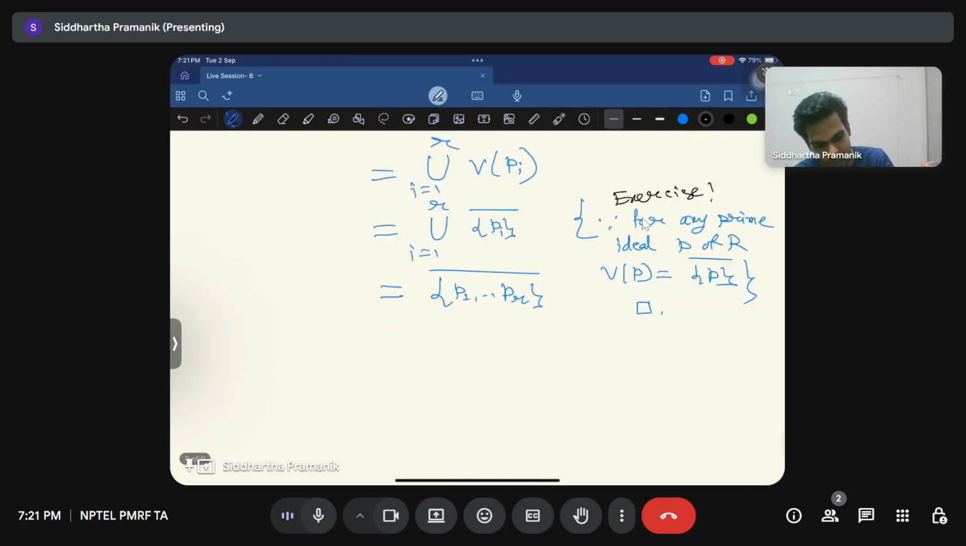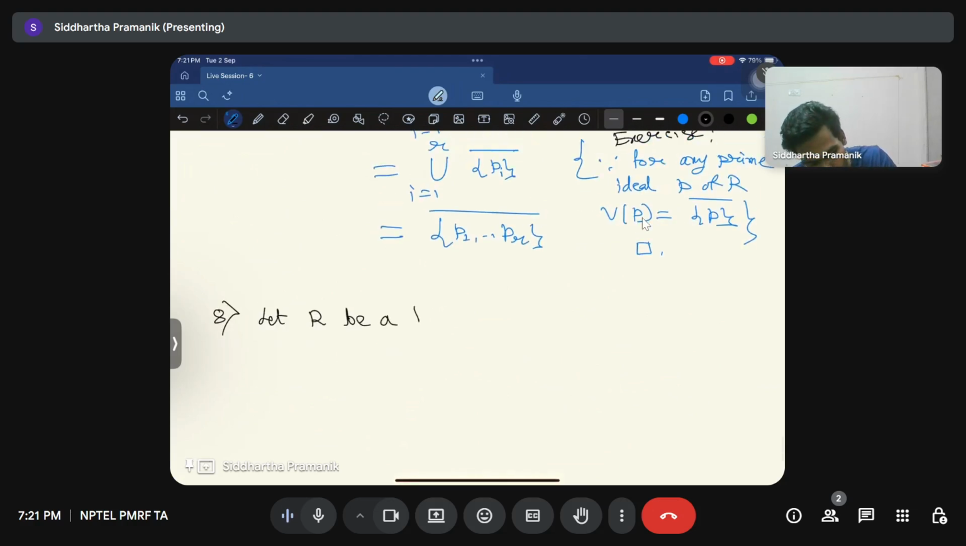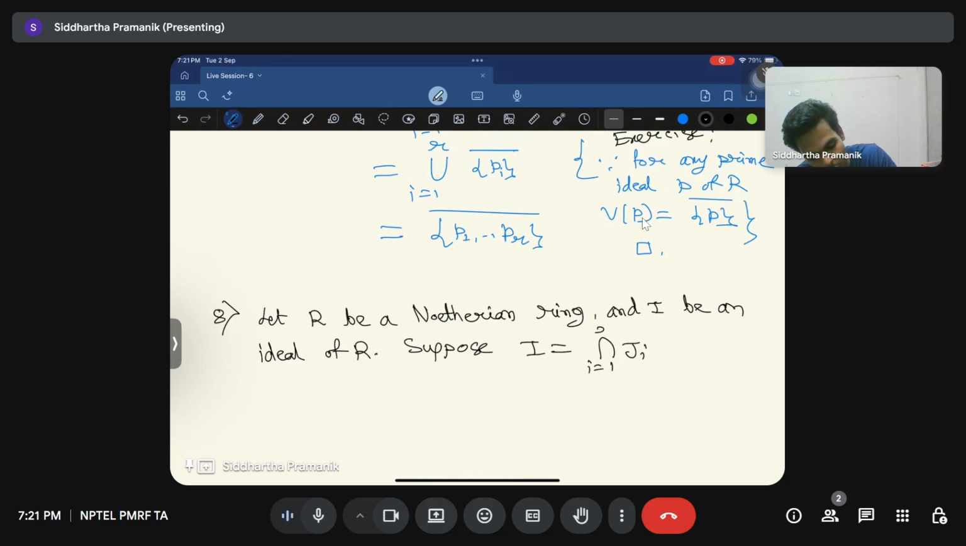Okay, the next problem, question number 8. Let R be a Noetherian ring and I be an ideal of R. Now suppose I equals the intersection of Ji, i equals 1 to r, be an irreducible primary decomposition of the ideal I.